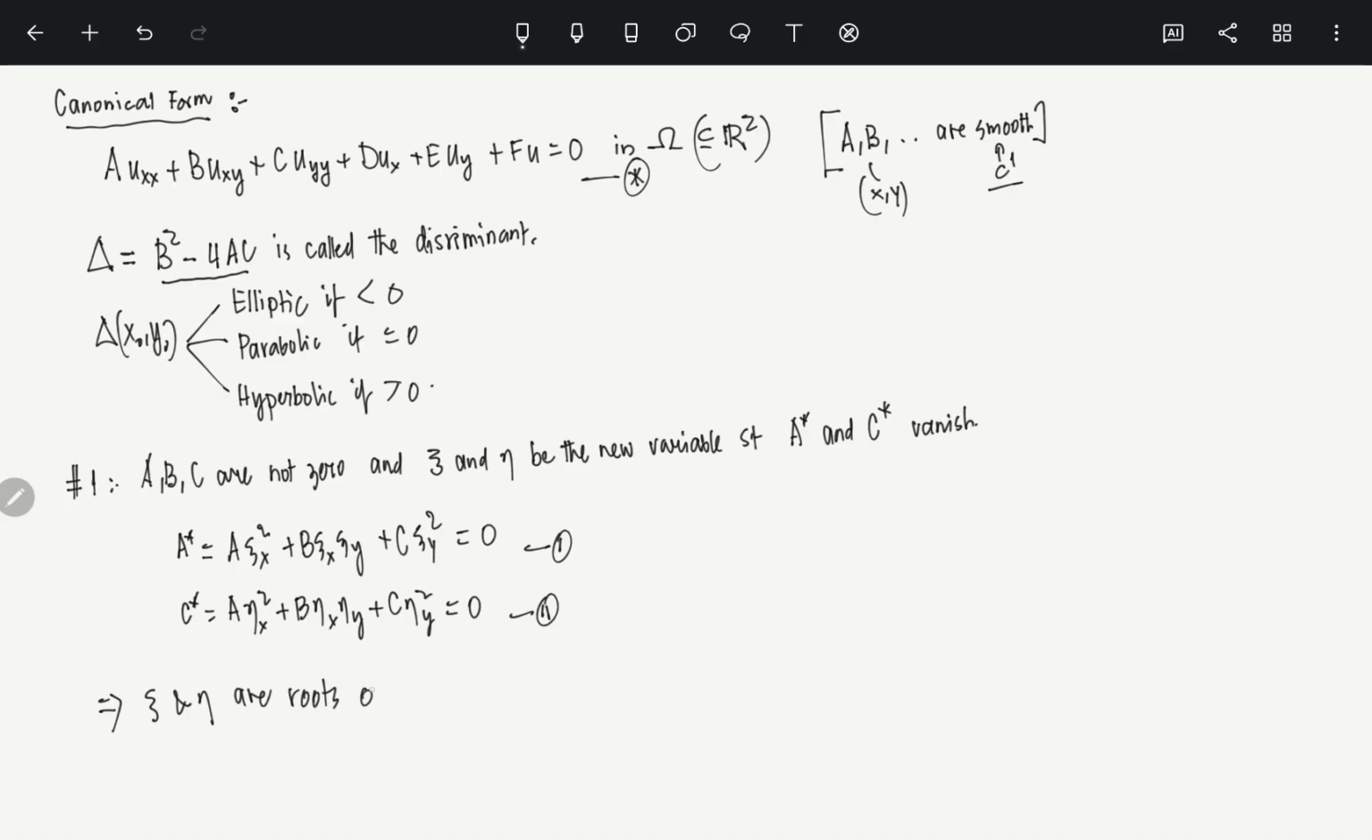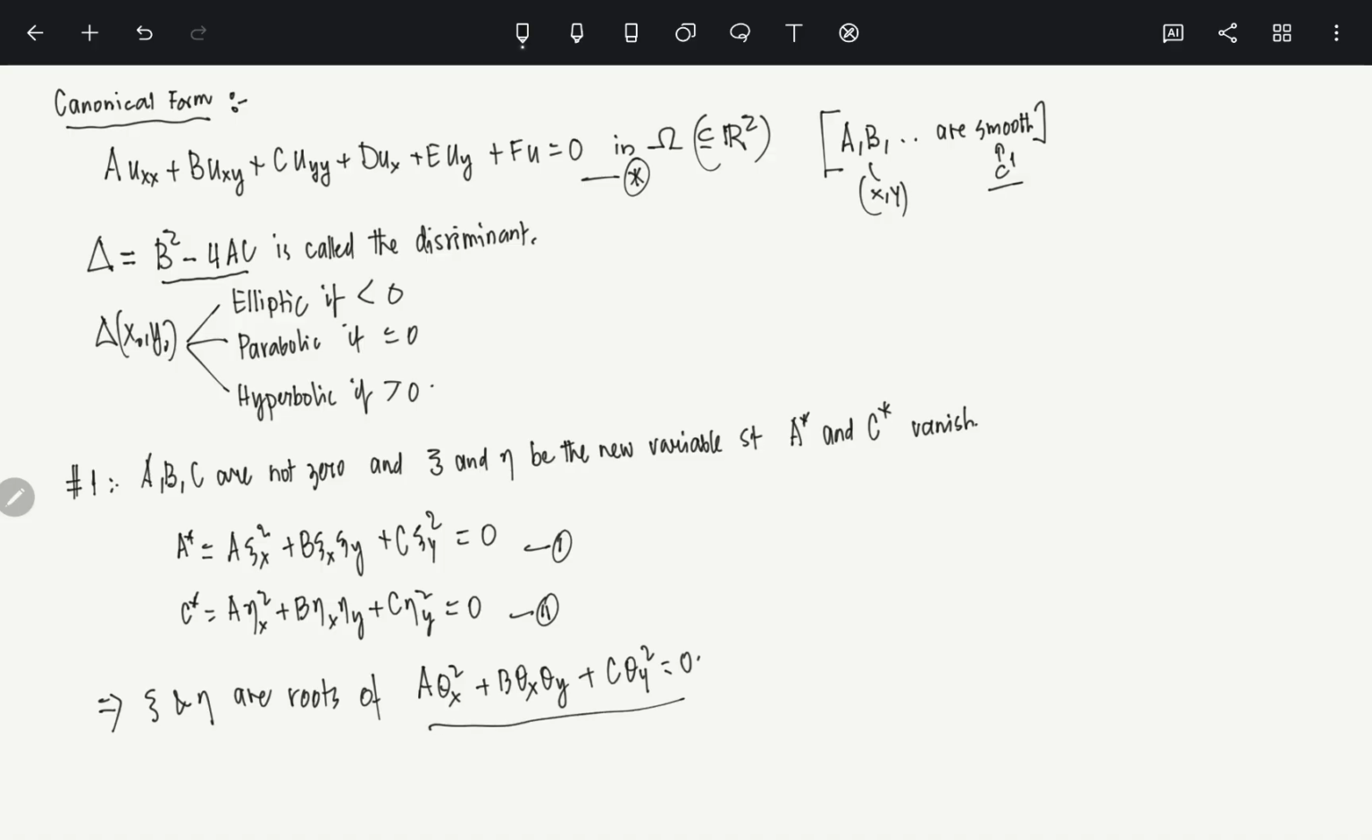Roots of this PDE. What is the PDE? It is A theta x square plus B theta x theta y plus C theta y square equals 0, right? What do I mean by this? If you replace theta with xi and eta, 1 and 2 are valid. So basically we want to find xi and eta such that 1 and 2 are 0. Since 1 and 2 are exactly the same looking thing, it means that essentially xi and eta are the roots of this particular equation.